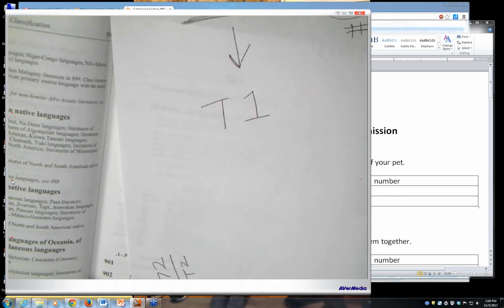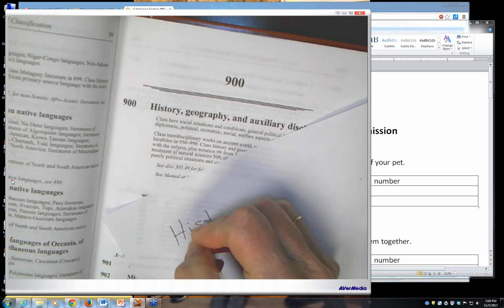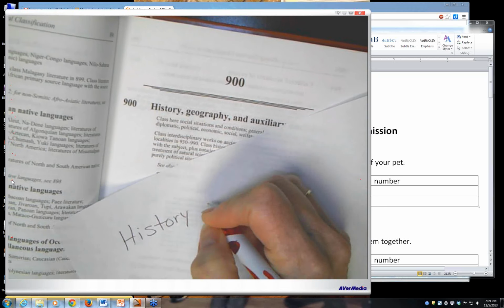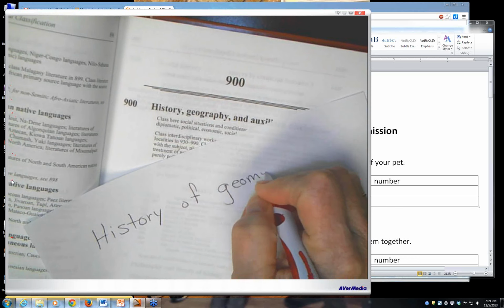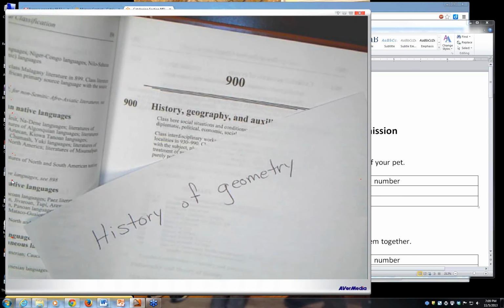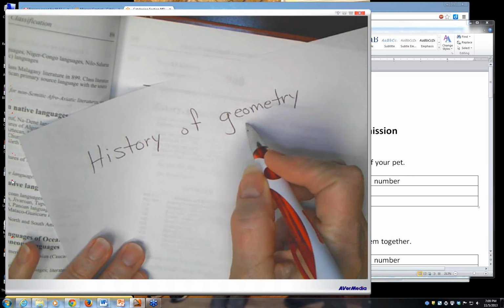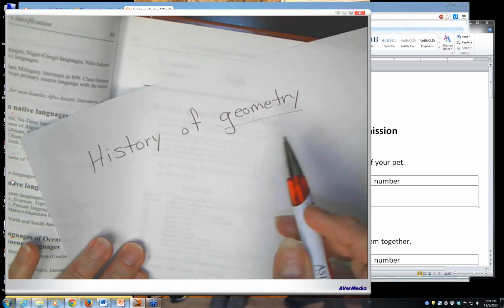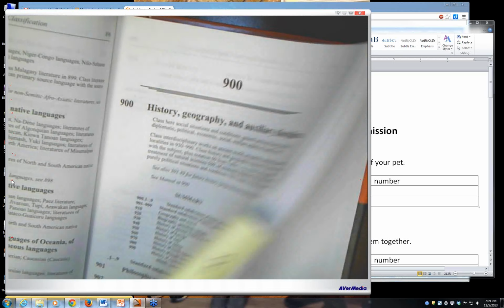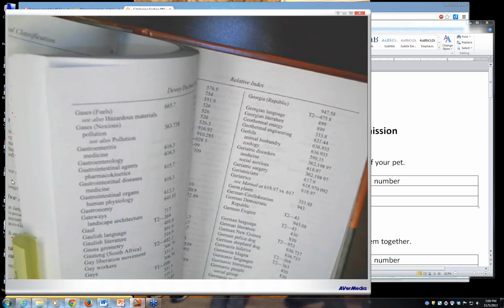So let's suppose we have a title that's history of, I don't know, geometry. This is the history of geometry. We're going to begin by looking at our subject, not the treatment and how it's treated, but the subject. Our subject is geometry. So let's go back to the relative index, look up geometry.